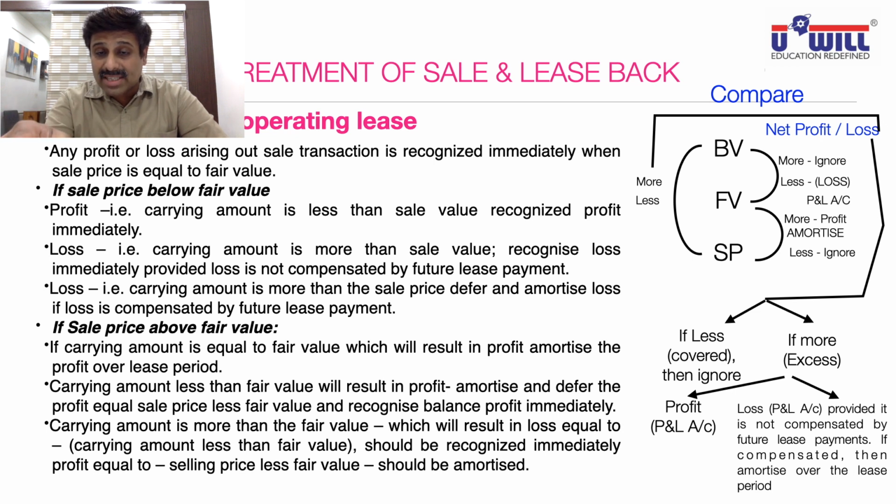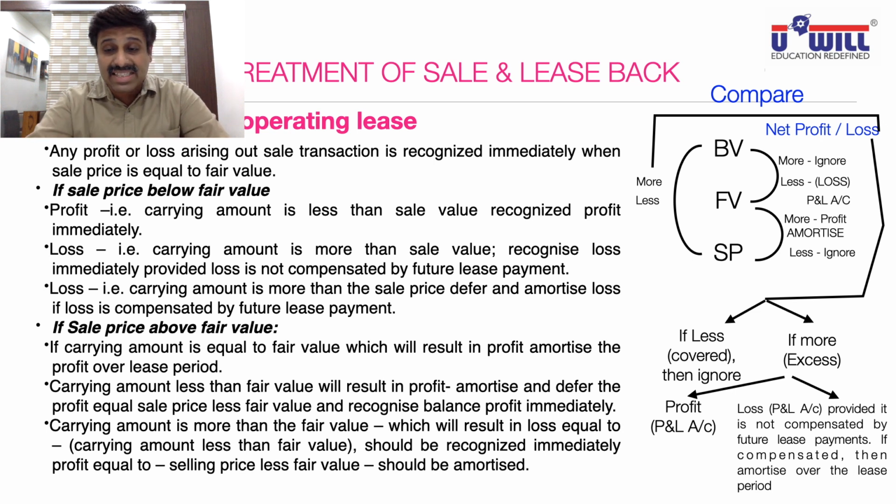So if book value is less, then on the left side you'll have a loss. That loss is not covered by the right side profit or loss. So see at the bottom, not covered means what are we going to do with the loss? I told you, take to P&L account immediately provided it is not compensated by future lease payments. If compensated, then amortize over the lease period. I told you to write this statement, that is covered over here. And last, loss. That is carrying amount is more than the selling price. Defer and amortize the loss. If loss is compensated by future lease payments, again it is covered in the right side. Now again go back to the left side.